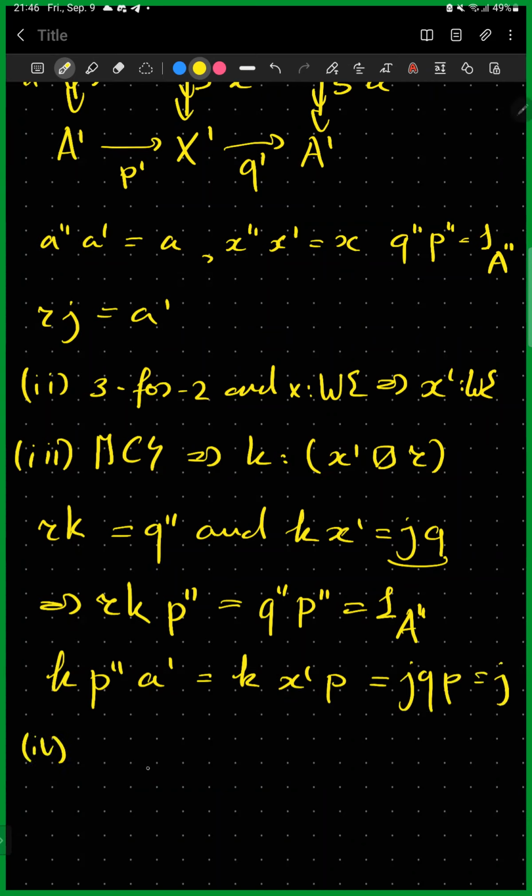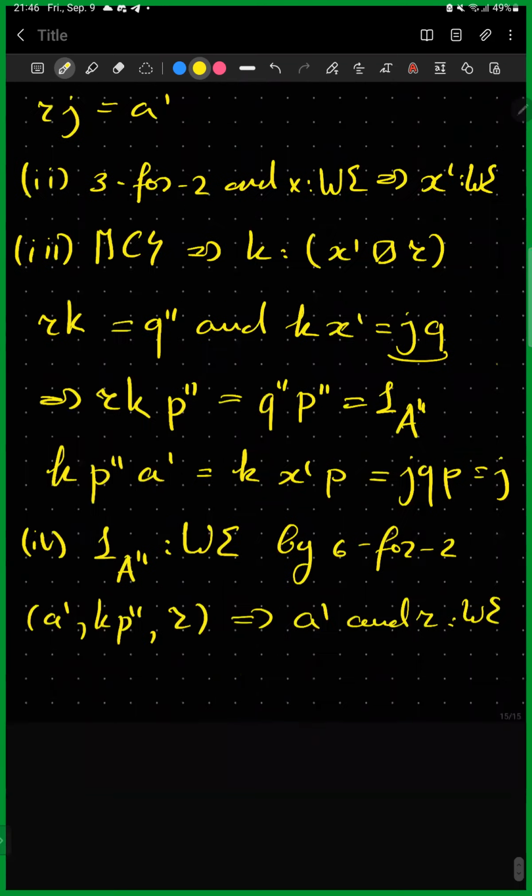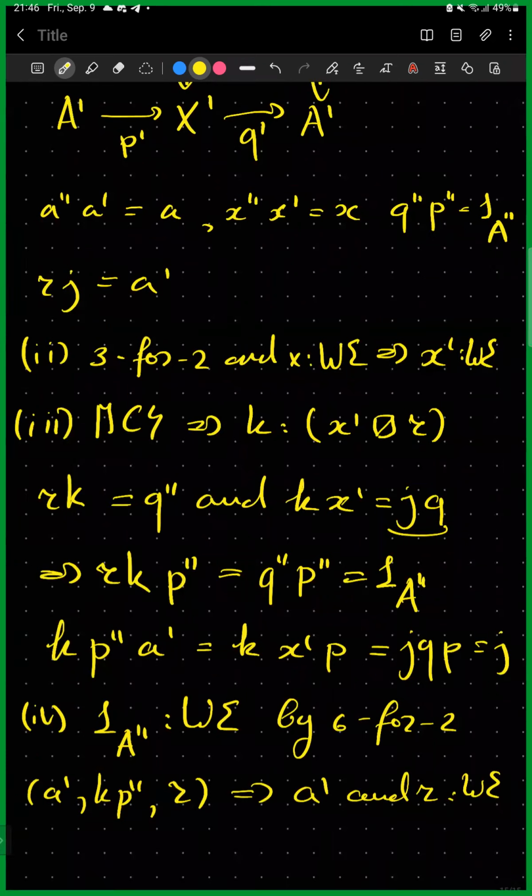Finally, observe that the identity map of A2 prime is a weak equivalence, and thus we may apply the property 642 to the pair A prime, KP2 primes, R to see that A prime and R belong to weak equivalences, and this in turn implies that A is a weak equivalence.